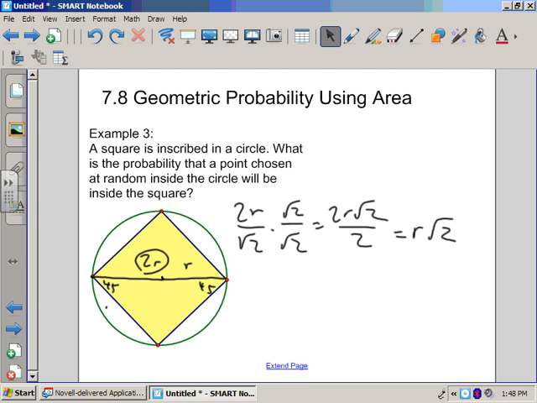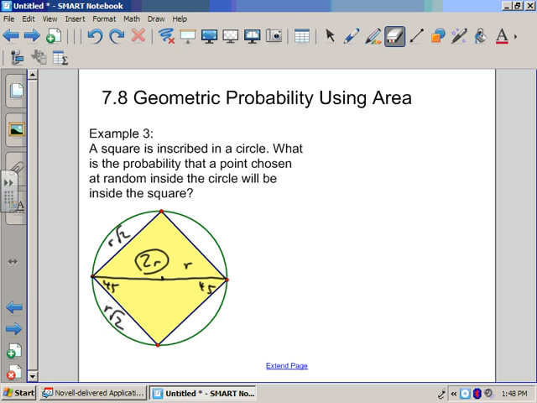The length of one side is r times the square root of 2. The length of the other side is r times the square root of 2. So the area of the square is r times the square root of 2, squared, which is 2r squared. So the area of my favorable region is 2r squared. What is the area of the circle? Well, the area of a circle is pi r squared. So the probability that I would be within the square is going to be 2 over pi, 2 over 3.14-ish.